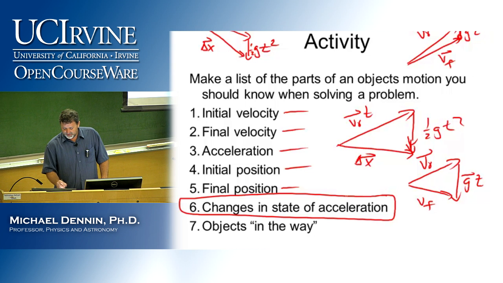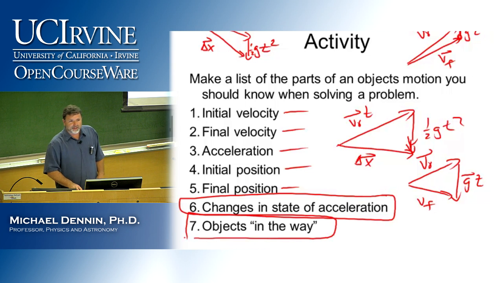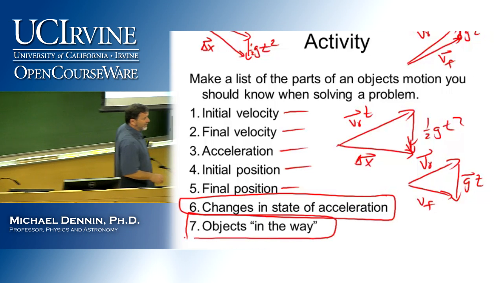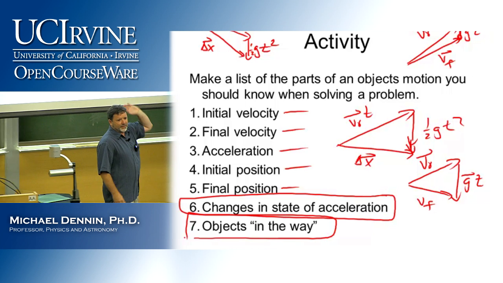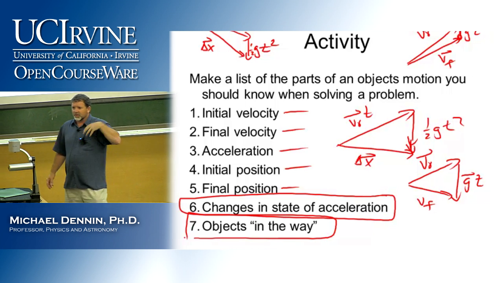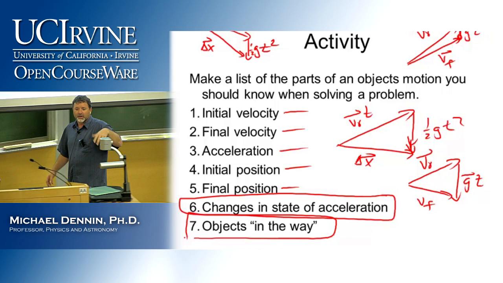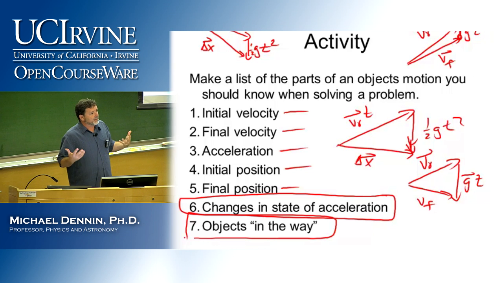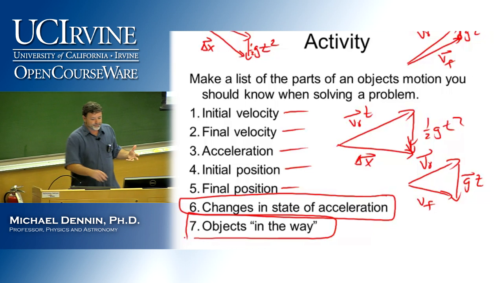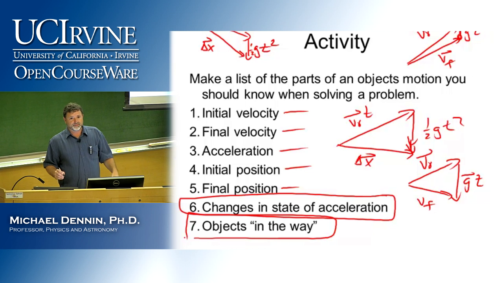And then, we didn't call it this, but you want to watch for objects in the way. Do I make it over the field goal? Do I make it over the wall? Do I make it over the tennis net? Do I clear whatever it is I'm trying to clear? That would be an object in the way. What other objects am I interacting with? Any questions on that?